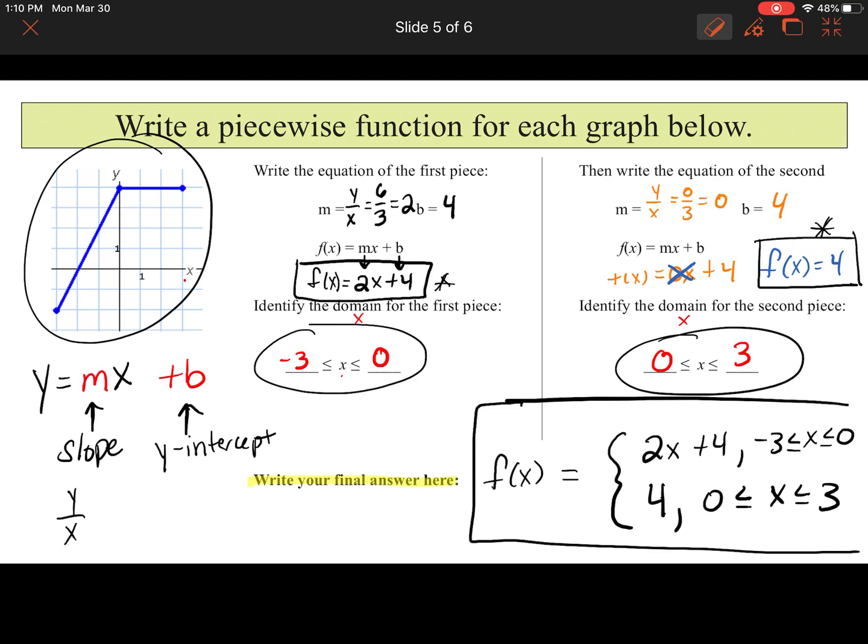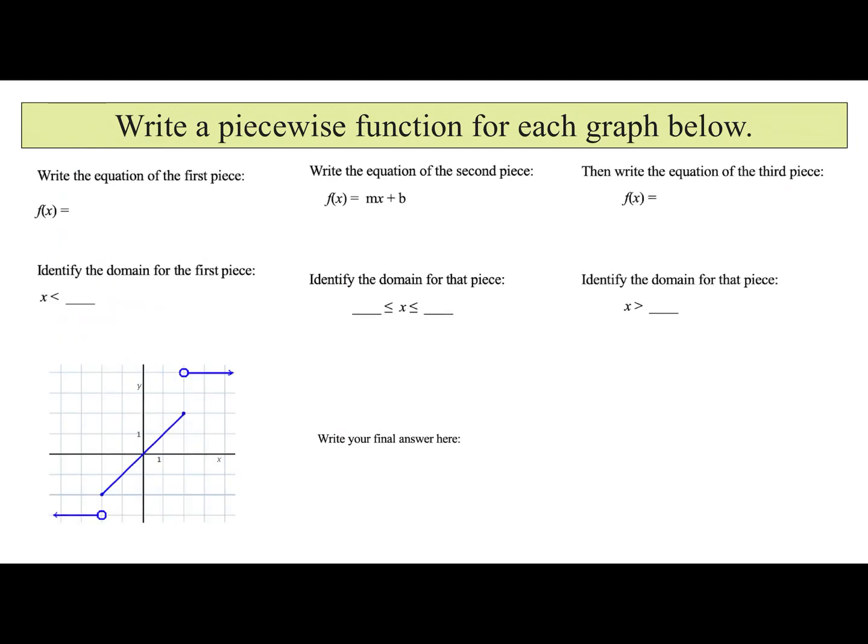Okay? Last one for today. One more problem. Write a piecewise function for the graph below. We notice there's 3 lines, right? So we're going to have to write 3 different equations. Equation 1, equation 2, equation 3. So I'll label it 1, 2, and 3.